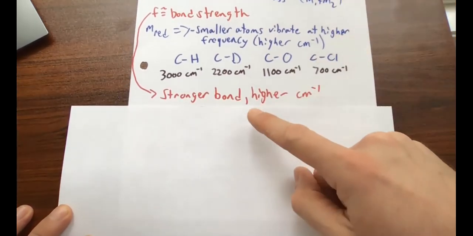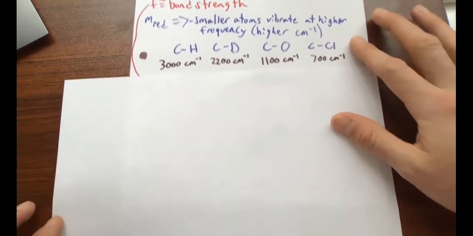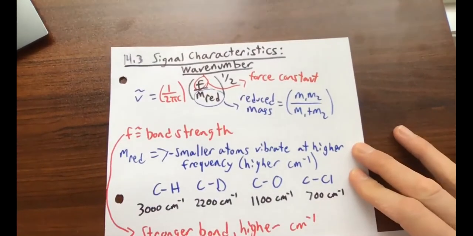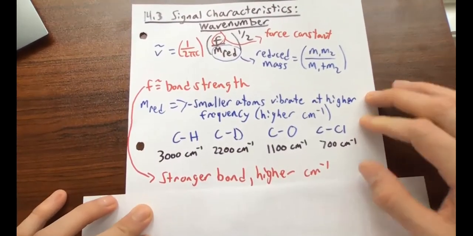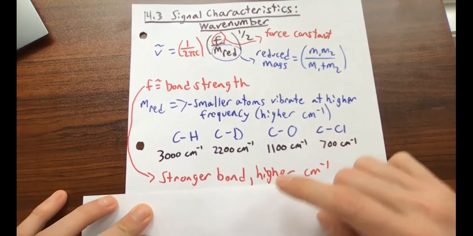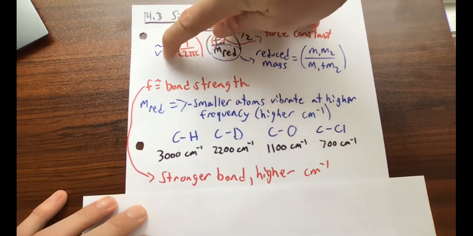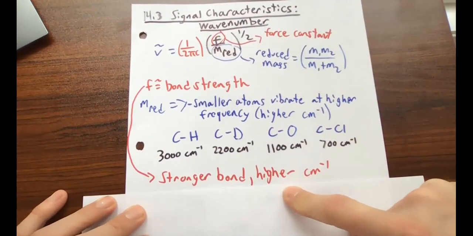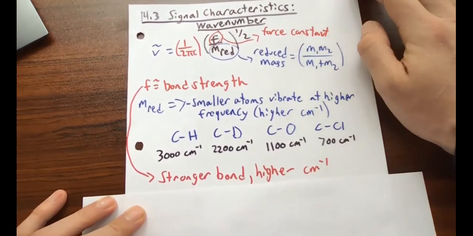With the force constant, because it's in the numerator of the equation here, the higher the number, the larger the frequency value, which means you have a higher wave number associated with that bond. So you have a very strong bond, you also have a high frequency.